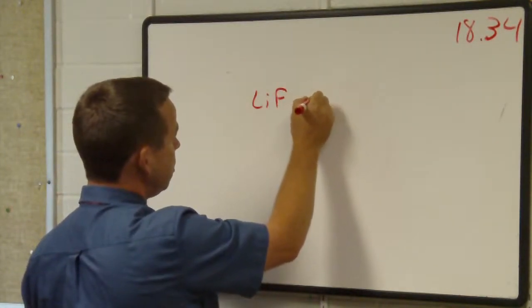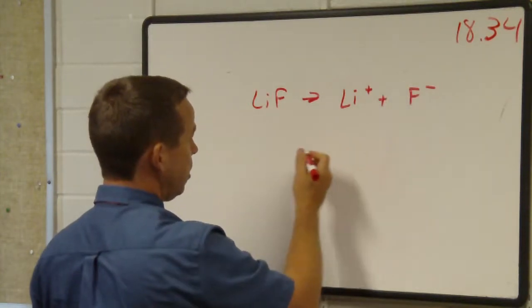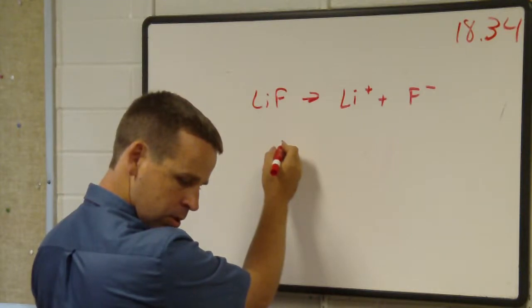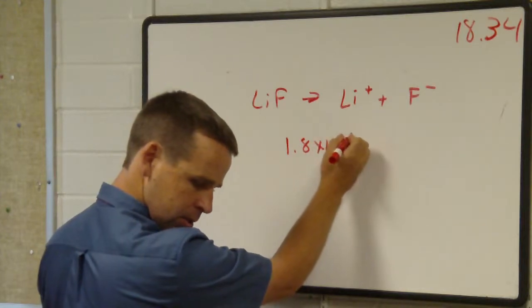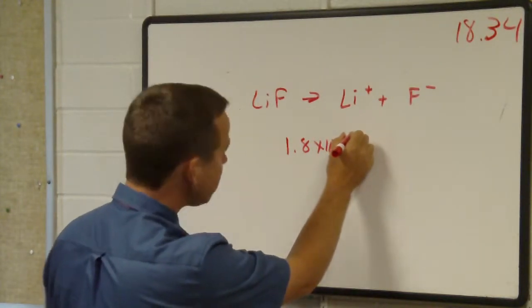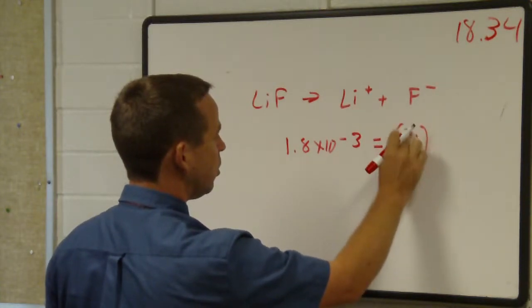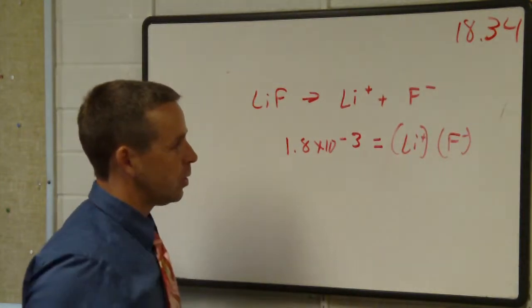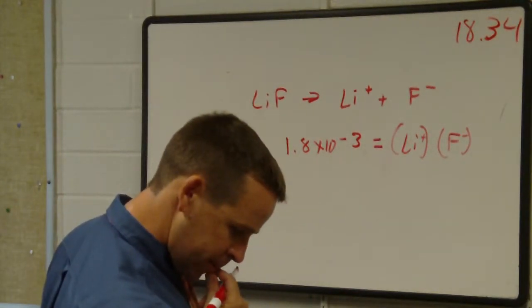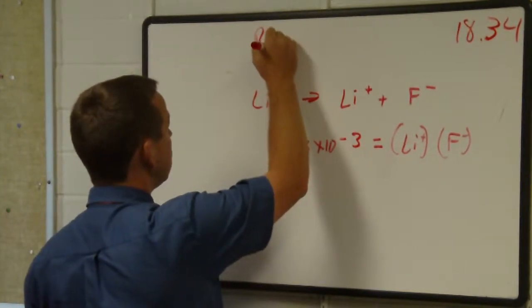Lithium fluoride is dissociated into lithium ion and the fluoride ion, and this equilibrium constant is 1.8 times 10 to the minus 3. That equals the concentration of lithium times the concentration of the fluoride ion. Right? Whereas the other one is 1.7 times 10 to the minus 6. Barium fluoride.